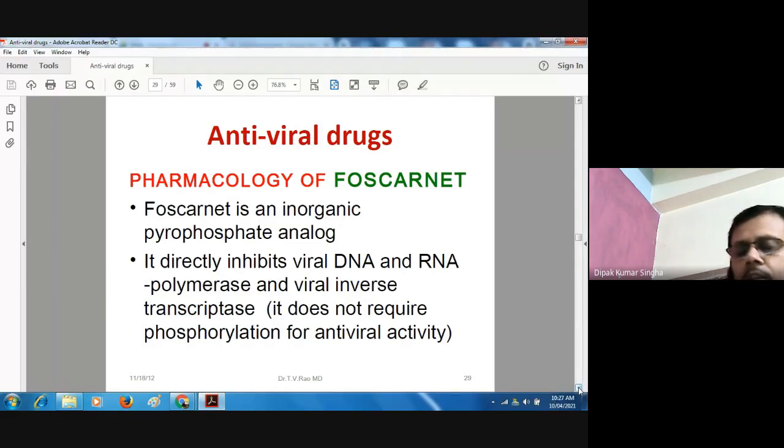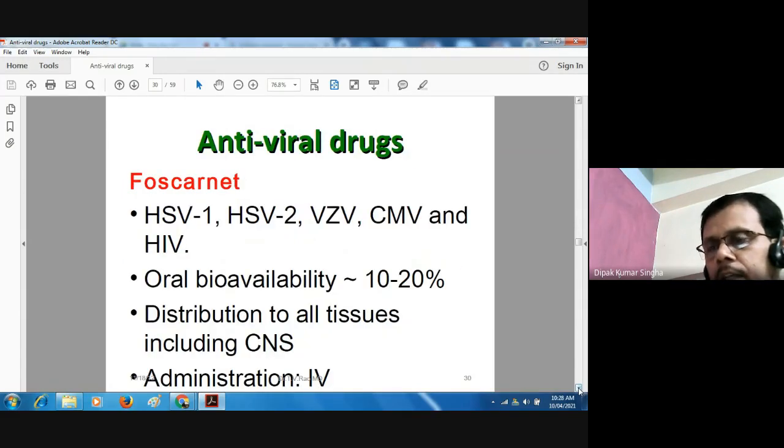Actually, there are DNA polymerases 1, 2, 3, and RNA polymerase also, and the viral reverse transcriptase. It does not require phosphorylation for antiviral activity. Oral bioavailability is 10 to 20%, and it is distributed to all tissues, including the CNS. Administration is IV.